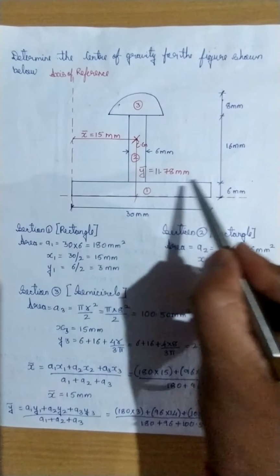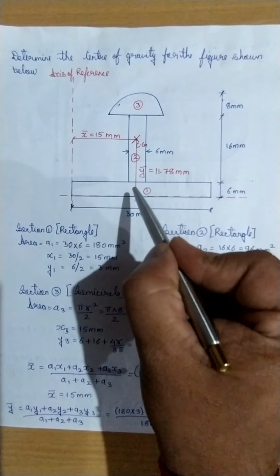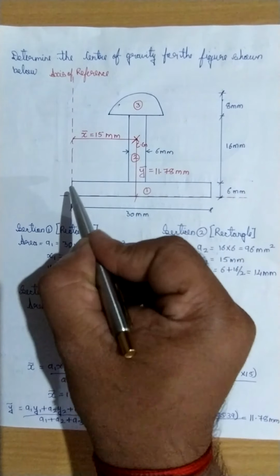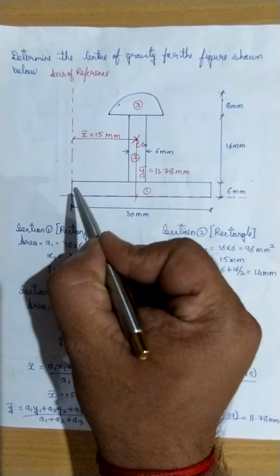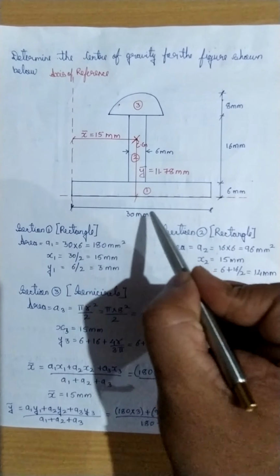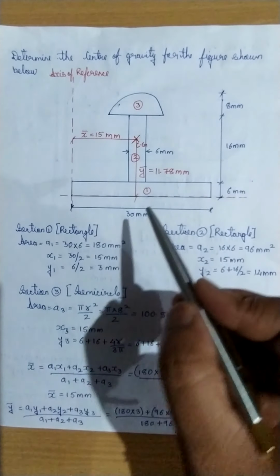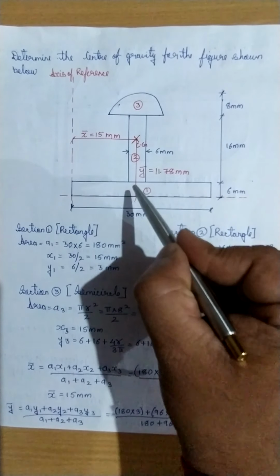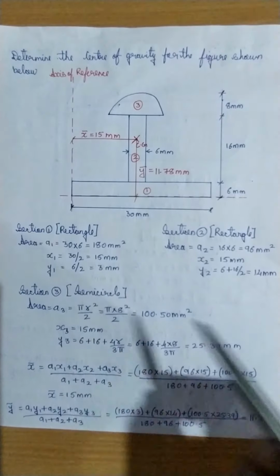If I consider this as a rectangular section, its CG will lie here. So we need the X distance. X1 is the distance from here to here, which is nothing but 30 divided by 2. Similarly, Y1 is the distance from below. It is again lying here, which will be 6 divided by 2.